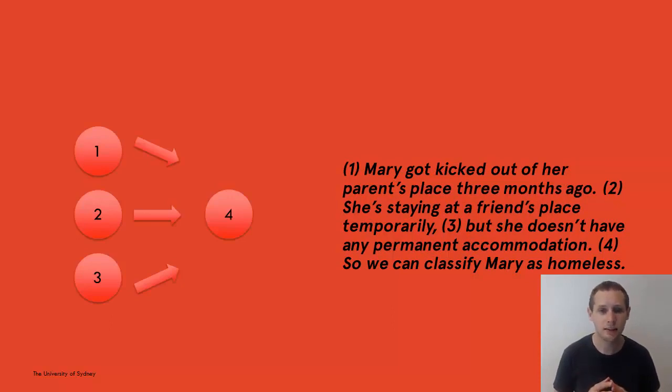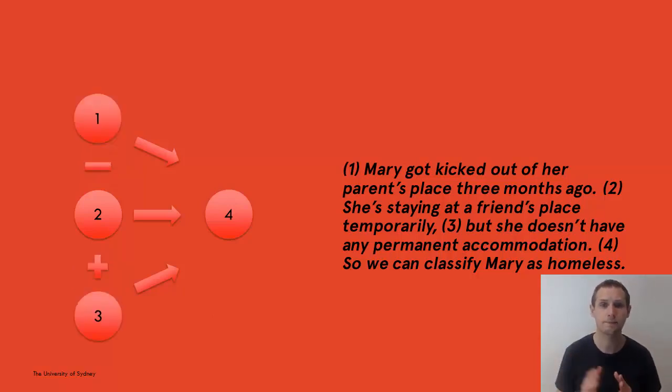This argument is, in fact, an example of a balance of considerations argument. Statements 1 and 3 are those that support the idea that Mary is homeless, while statement 2 might suggest otherwise. Overall, the balance of considerations is that Mary is homeless. We can represent these kind of arguments like this.